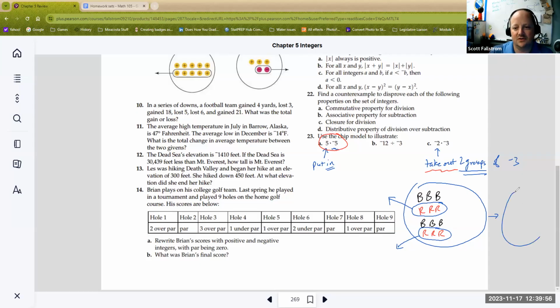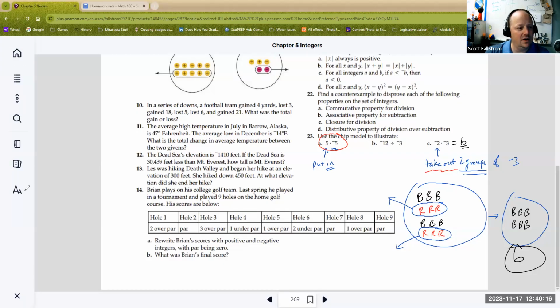My final result is, and I'll switch back to black, which is +6. So my answer would be +6, and -2 times -3 is +6.